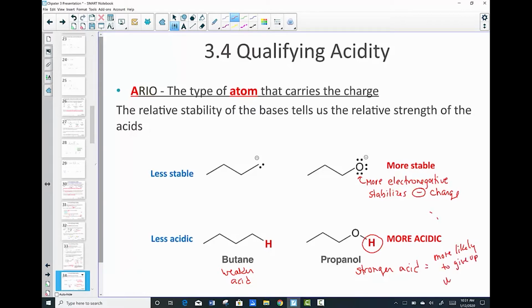And in answering that question, it's more likely to be able to give up its proton because when that bond collapses and places a lone pair onto the oxygen, it can stabilize it. It's a more electronegative element, and it has more protons in its nucleus to help stabilize the extra electrons.